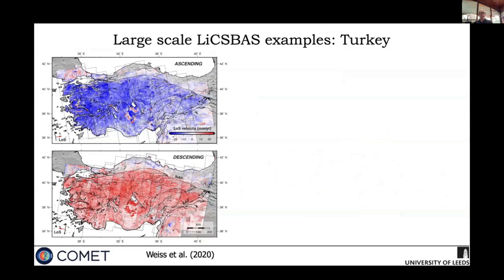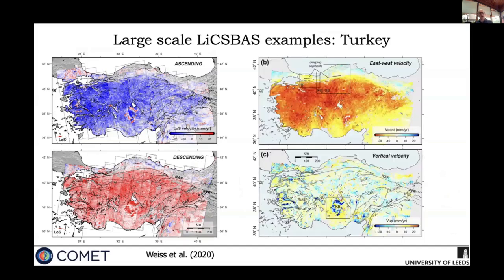Okay, looking at a larger scale, here are some more LiCSBAS results. This is for Turkey. So here we have both the ascending and descending results. And this is an example where we have decomposed those. So we've calculated the east-west velocities. So these are just the average velocities. Again, of course, we always have an underlying time series, but just the velocities are being shown here.